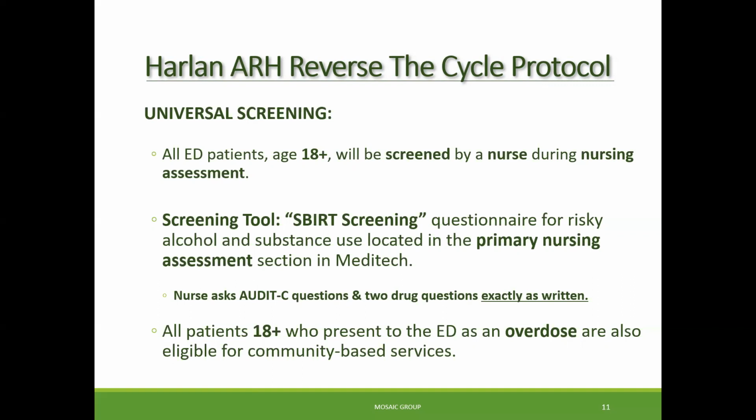If a patient scores 7 or greater on the AUDIT-C, which is the tool to determine risky alcohol use, and/or answers yes to either of the 2 drug questions asking about a patient's prescription or illicit drug use, they will be considered a positive screen. There are also what we call exclusion criteria that result in a positive screen, which I will share with you on the next slide.